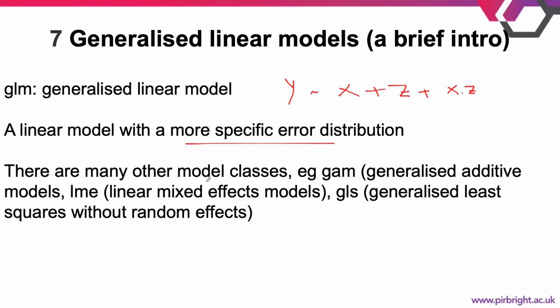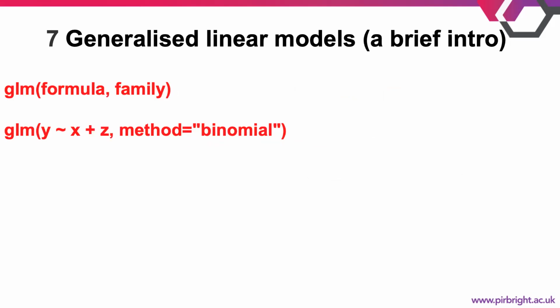There are many other model classes, generalized additive models, linear mixed effects models, and so on, that we're not really talking about here. So we're just talking about the very basics of GLMs when using RStudio. So in that, we're looking at basically having our formula here for our model of interest, and then choosing a family of distributions from which we can model our data. So for example, we have a structure like this where we're saying y tilde x plus z is our formula for the model, and then we're selecting a method of binomial.